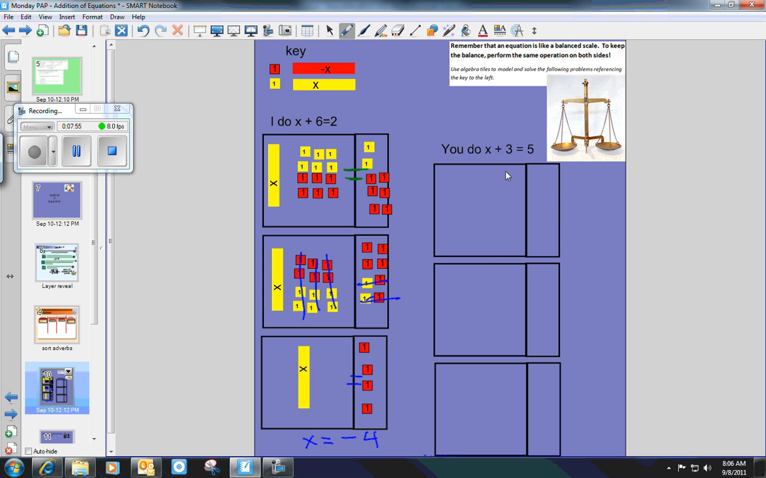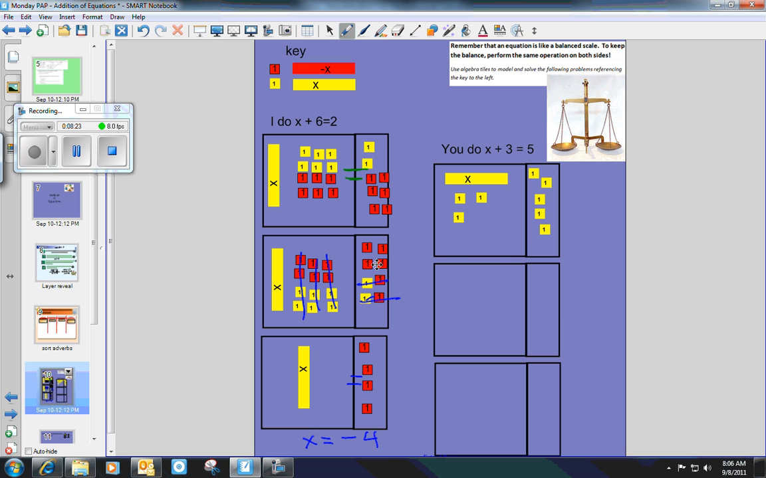Over here we have x plus 3 equals 5. So I'm going to pull in an x and 3 positives. When you're drawing your models, the first set, this first block of models right here, you're going to model exactly what the equation is telling you: x and 3 positives equals 5 positives. So we're going to pull all those in.